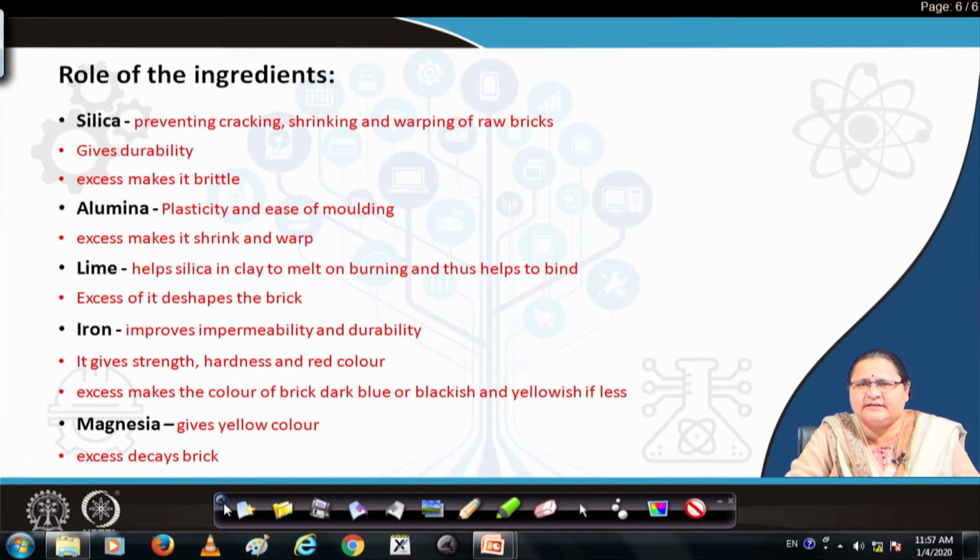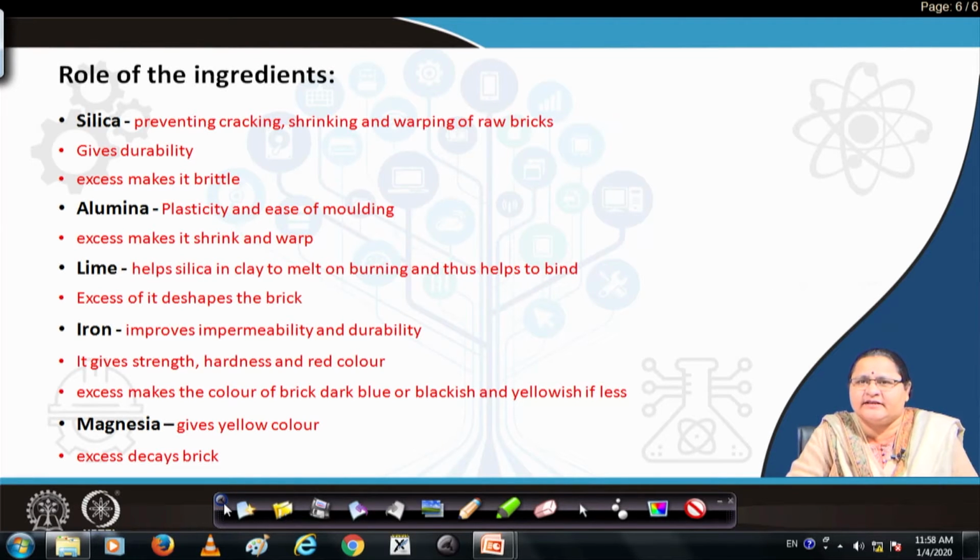What is impermeability? It is the property not to allow water through it. So, it reduces the absorption of a clay item which is quite porous. Excess of iron will give it a dark blue or blackish color, and it goes yellow if it is less in amount. So, by your open eyes, you can distinguish an iron rich brick or a brick which is devoid or less in iron content. So, it will be pale in color.